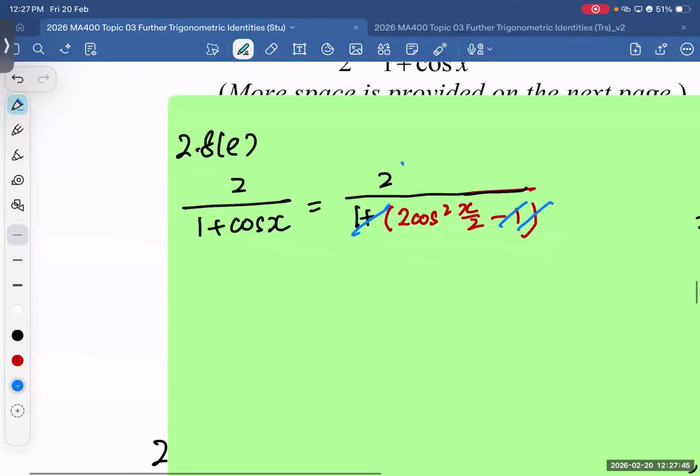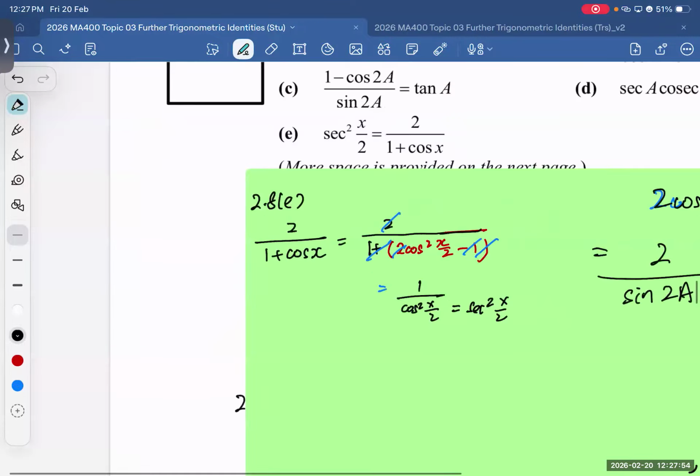Zihan, control your eyes. Don't sleep already, are you? So 1 over cos square x over 2. What's 1 over cosine? It's just secant. And that is 2.8e for you.